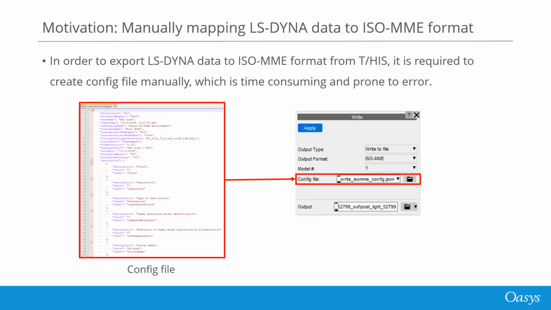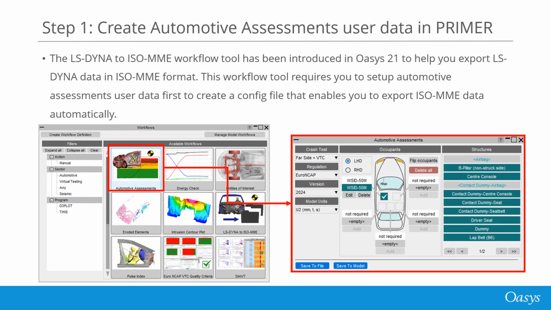In order to export LS-DYNA data to ISO-MME format from T/HIS, it is required to create a config file manually, which is time consuming and prone to error. The LS-DYNA to ISO-MME workflow tool has been introduced in Oasys 21 to help you export LS-DYNA data in ISO-MME format. This workflow tool requires you to set up automotive assessment user data first to create a config file that enables you to export ISO-MME data automatically.